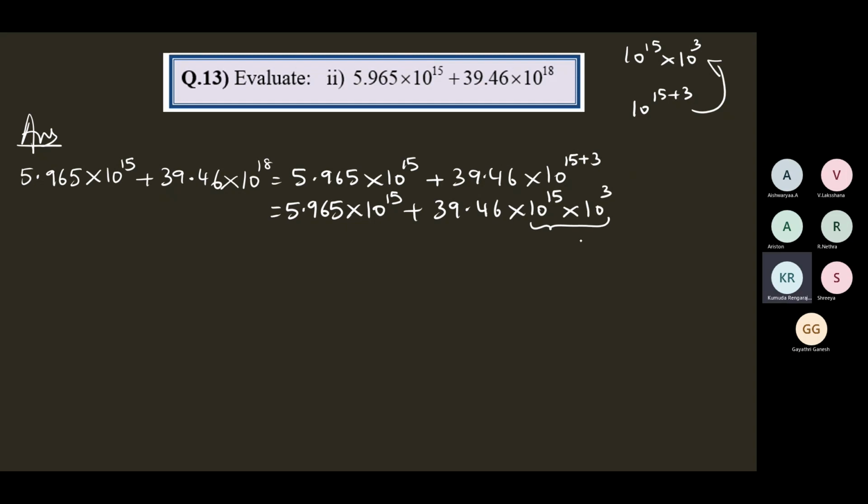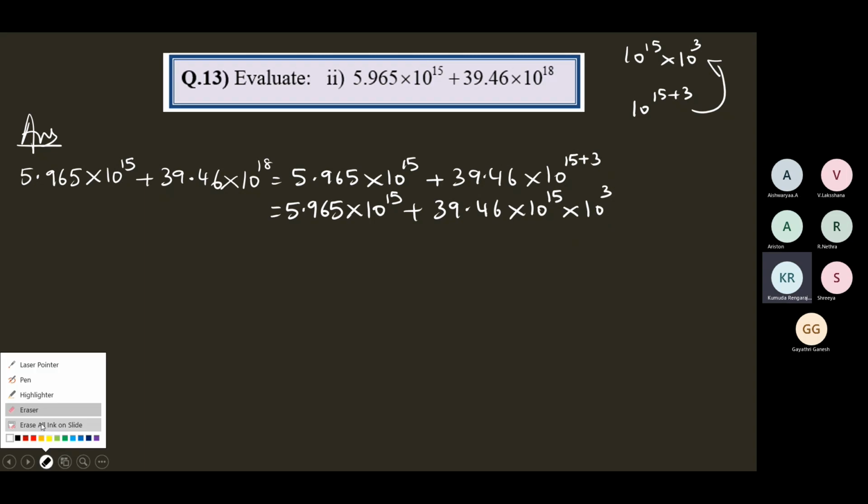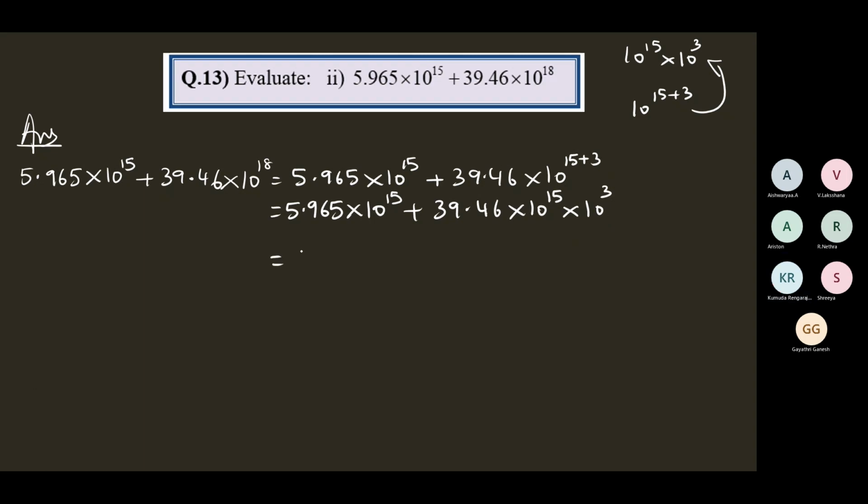See, we write 10 to the power 15 plus 3 as 10 to the power 15 into 10 to the power 3. So when the bases are the same, it's multiplication, you add the powers. Now we take out 10 to the power 15 common. Continue, Shreya. Then in the brackets, you should add them both: 5.965 plus 39.46.